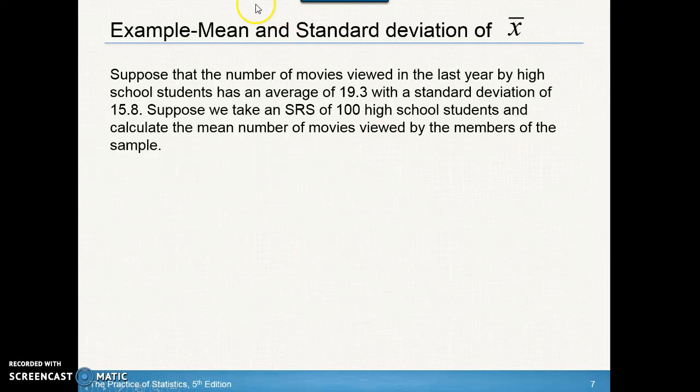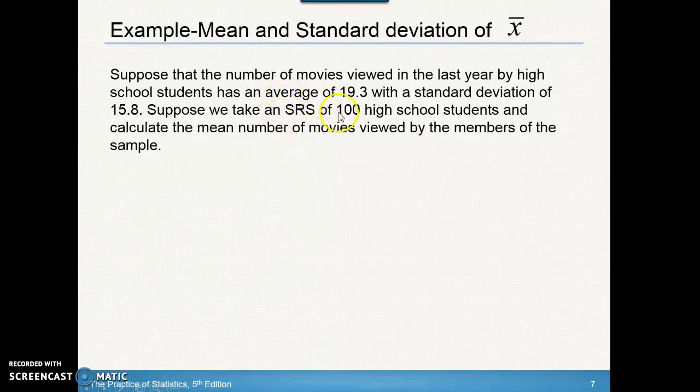Suppose that the number of movies viewed in the last year by high school students has an average of 19.3. So be able to recognize that that's the population mean, and a standard deviation of 15.8. That's the population standard deviation. Suppose we take an SRS of 100 high school students and calculate the mean number of movies viewed by the members of the sample.